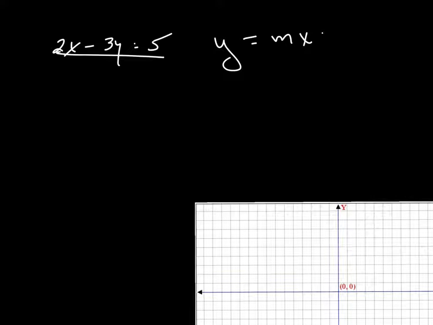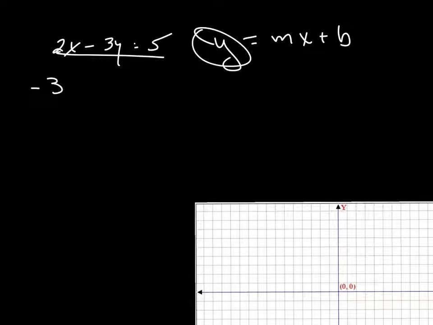Okay, for example 2, it gives you an equation, 2x minus 3y equals 5. And the question says give the slope and y-intercept. It doesn't ask you to graph, it just says what is the slope and the y-intercept. Well, the slope and y-intercept are found by writing this in y equals mx plus b format. So that means we're going to have to solve for y.